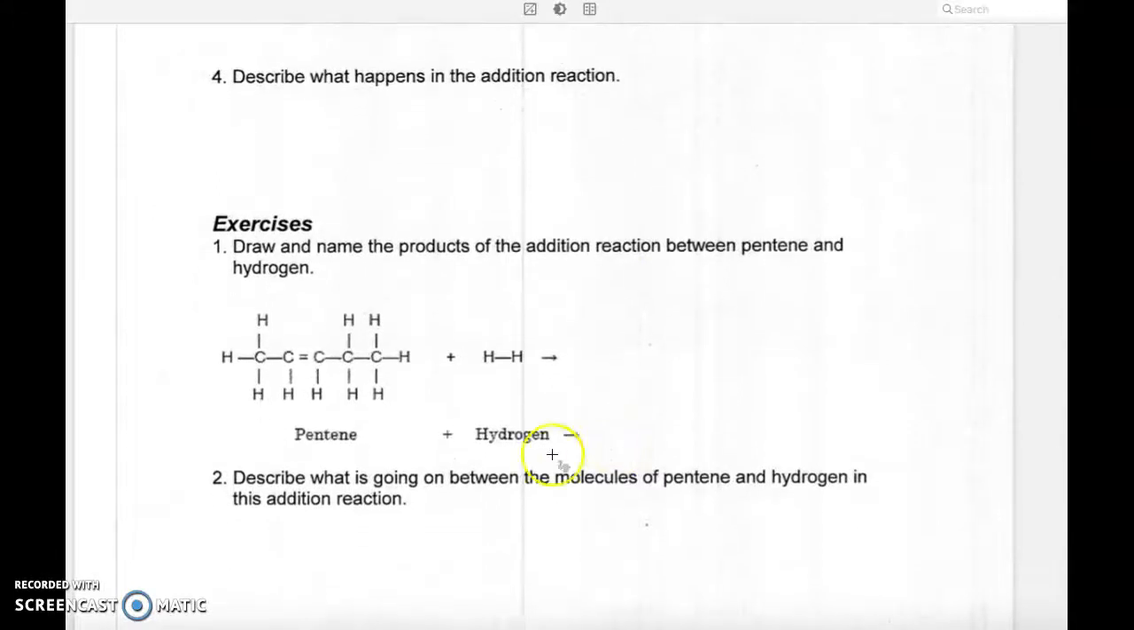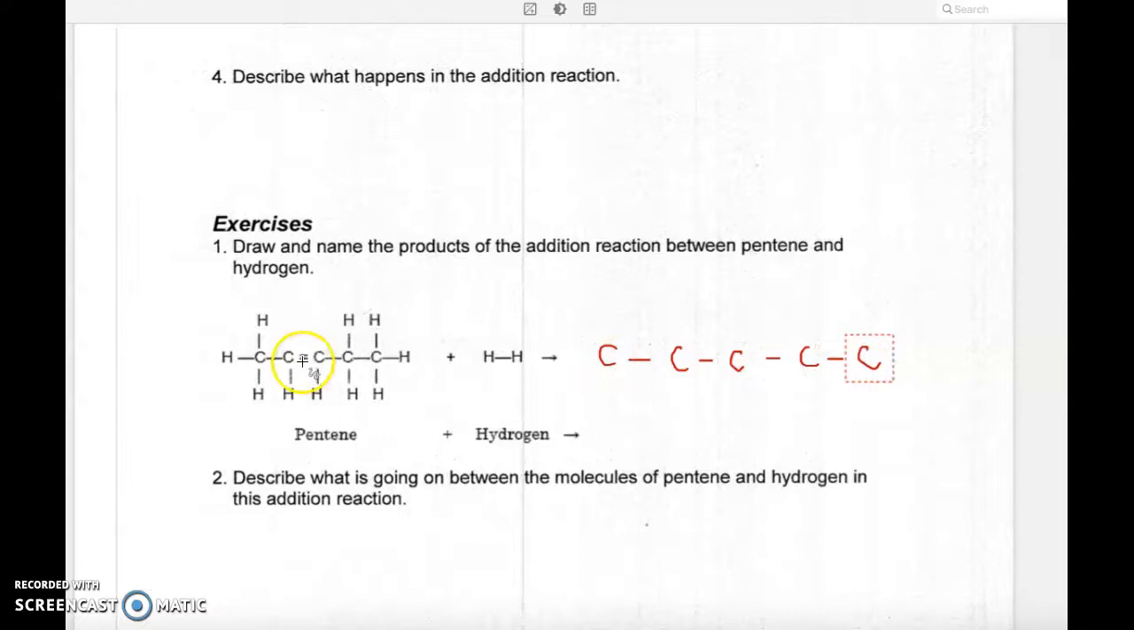So if I were to do this reaction, we have pentene plus hydrogen. Hydrogen, a diatomic element, cannot be by itself. I'm going to try to do this without any interruptions. We're going to have C, pent, that's 5, one more.